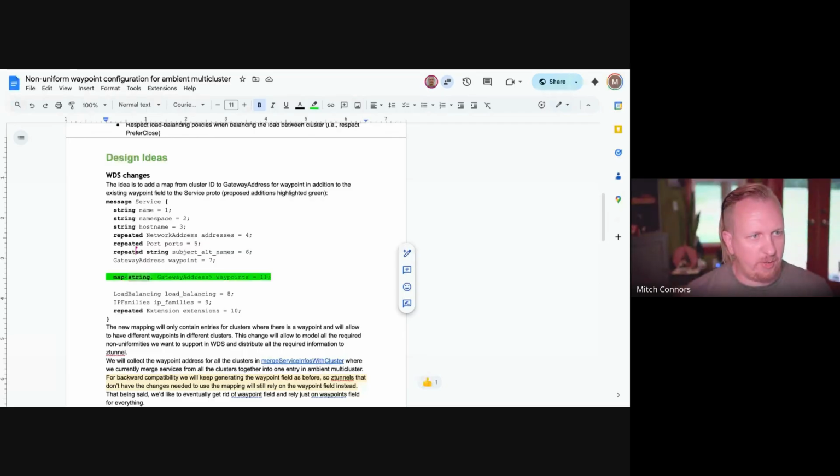So I want to do a quick time check. We have 10 minutes left, and as much as I'm enjoying this conversation, we do have a few other items on the agenda. Do we want to continue this conversation and move the other items to next week, or do we want to try to have a look at them now?